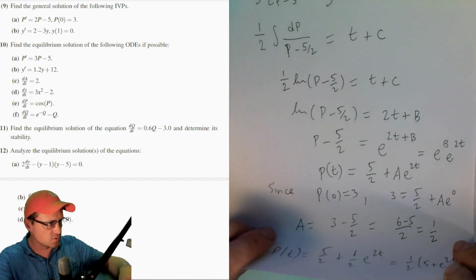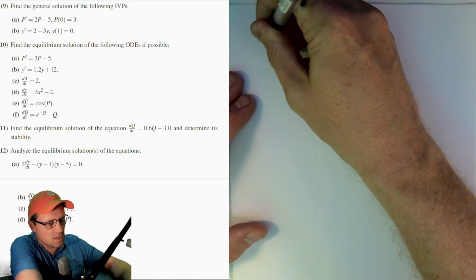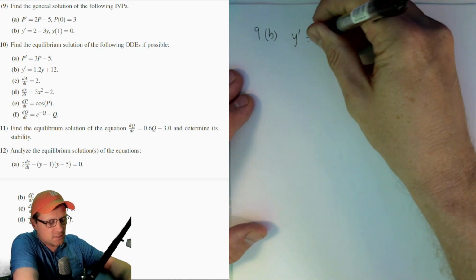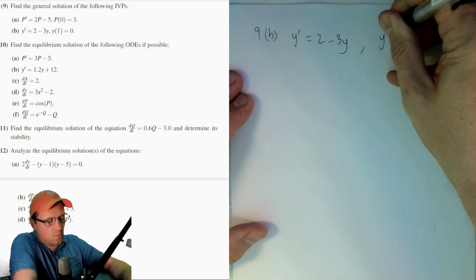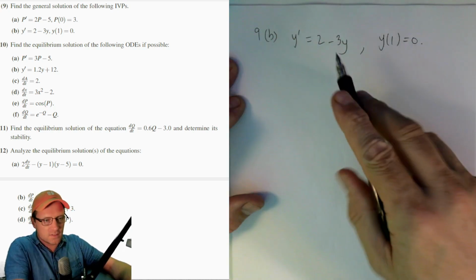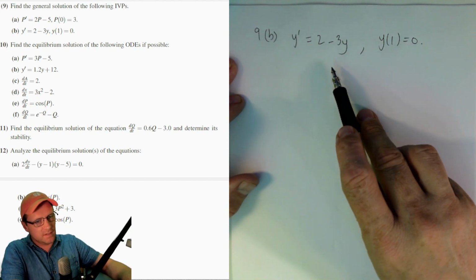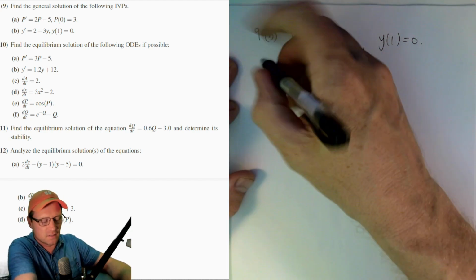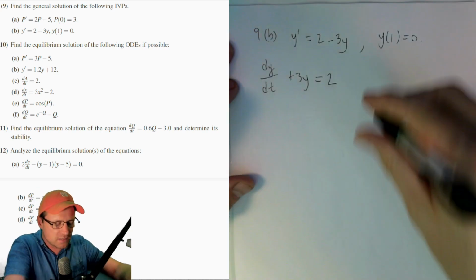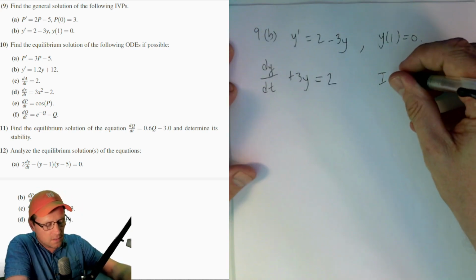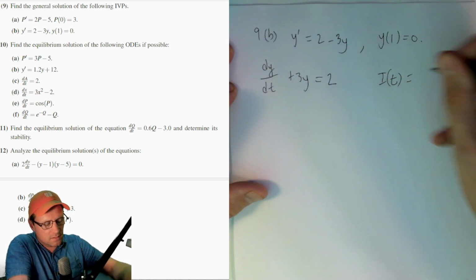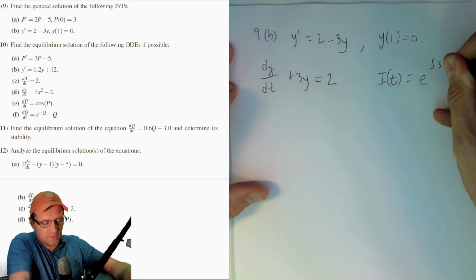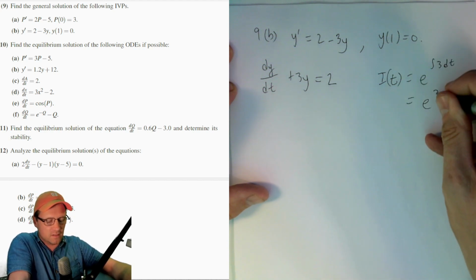All right, let's go to part B. So 9 part B, y dash is 2 minus 3y, y of 1 is 0. So this is both linear and separable. Let's take that 3y over to the left-hand side and solve this as a linear equation. Okay, so our integrating factor, I of t, is e to the integral of 3 with respect to t. So we have e to the 3t.